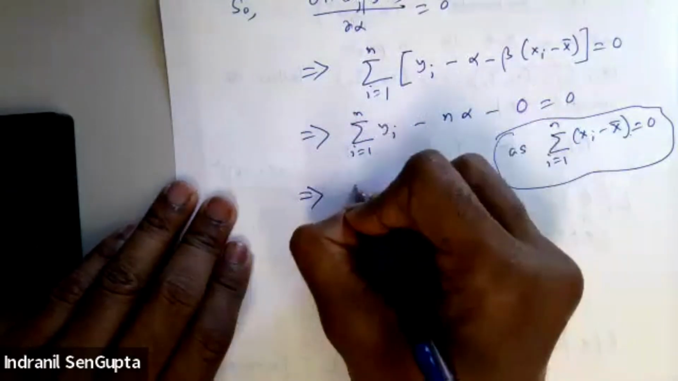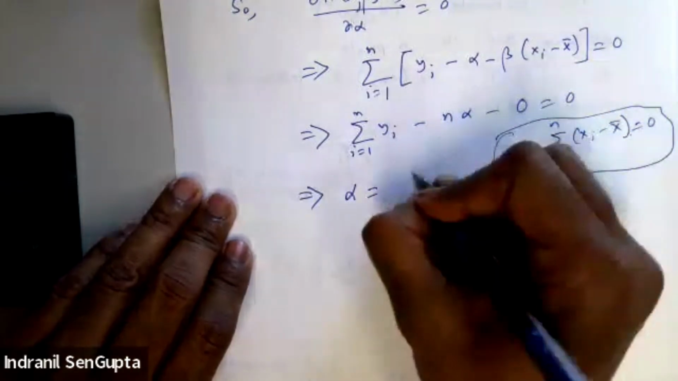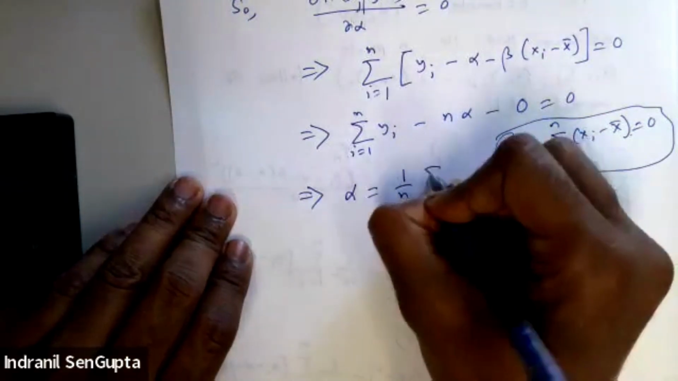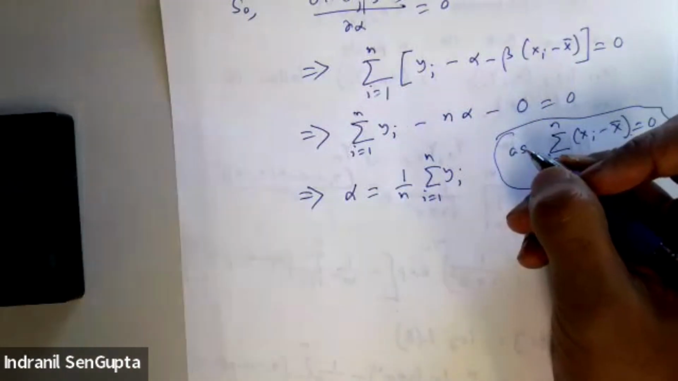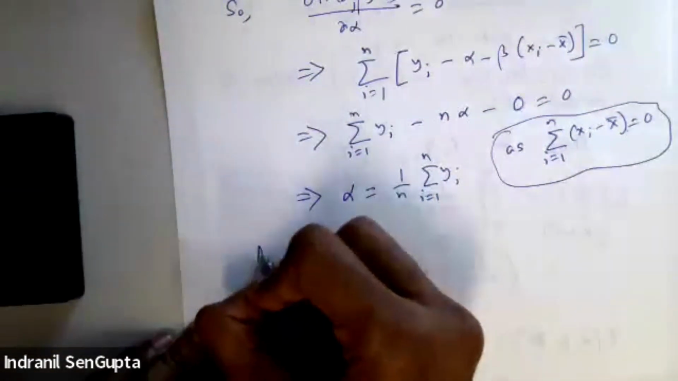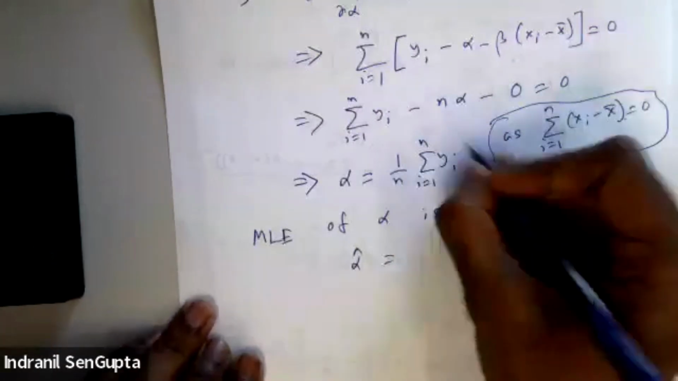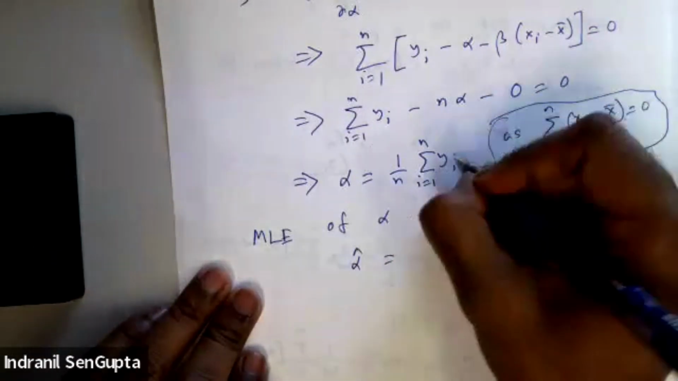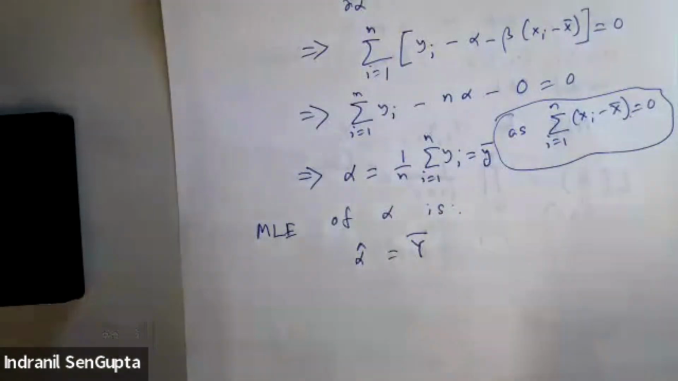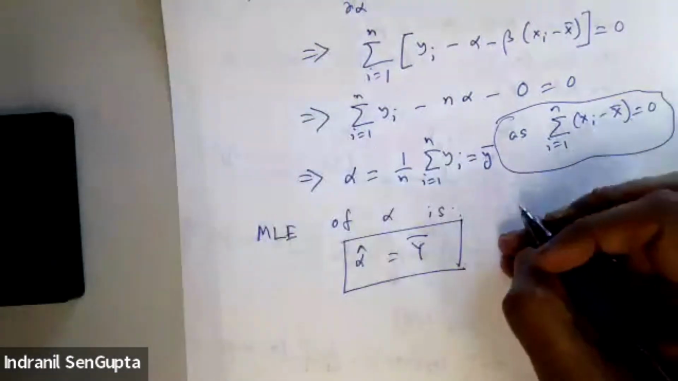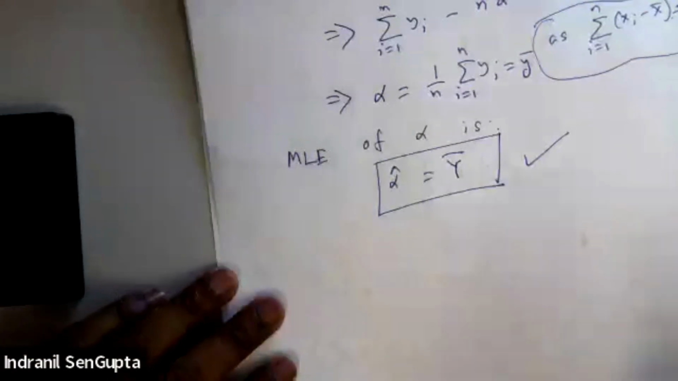So that means what we get is alpha is really 1 over n, summation i from 1 to n, yi. So the MLE of alpha is given by alpha hat, where we write this in terms of the random variable. So it's really y bar. So that is the alpha hat. First important derivation.